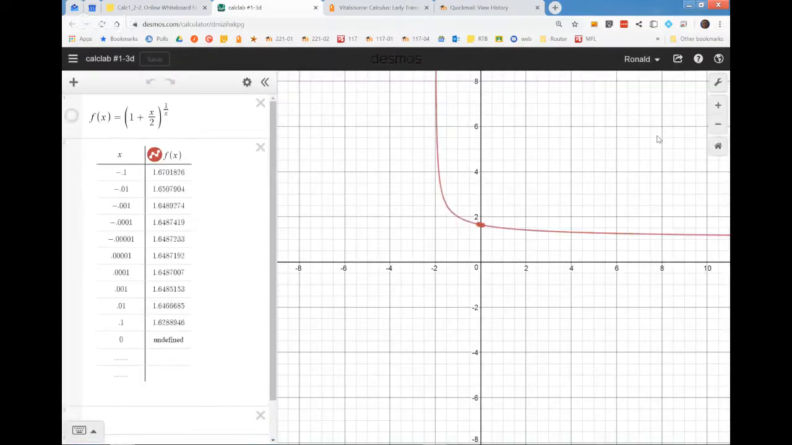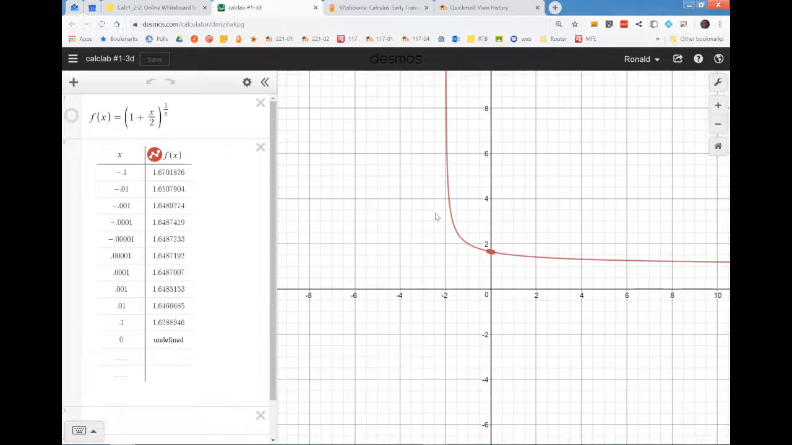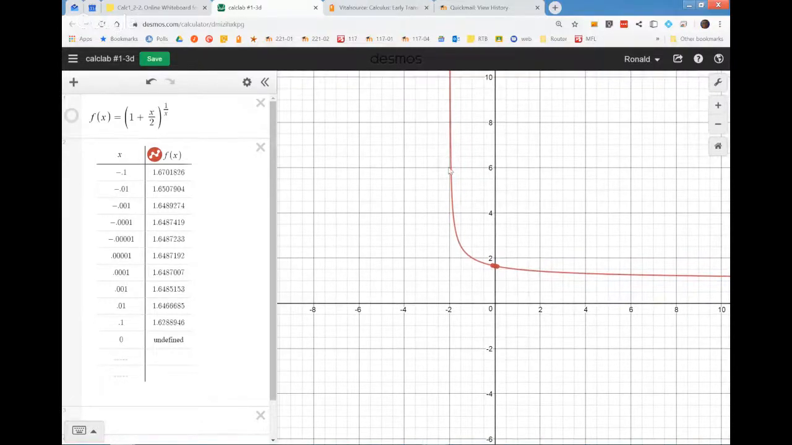So as x is approaching 0 from the left, you see it's decreasing, and it looks like here's that 1.648. And as x is approaching from the right, it's that same number. That's where it's headed. But we know that at f of 0, it's undefined, so there's a hole in the graph.